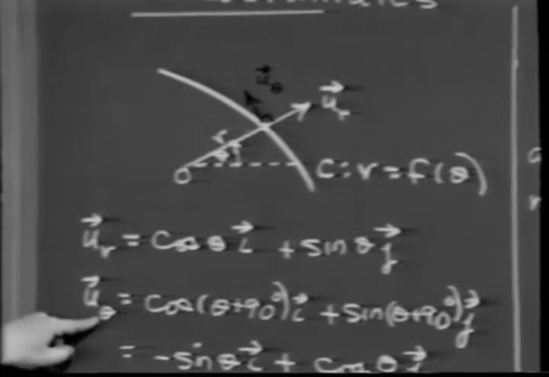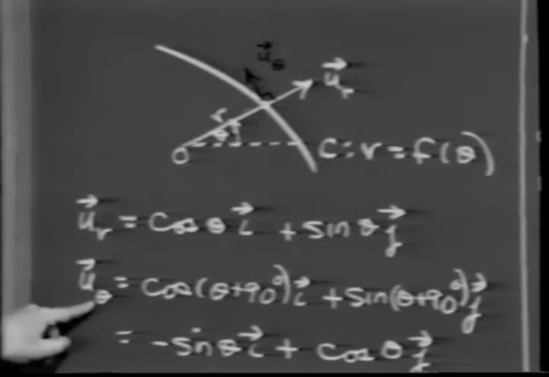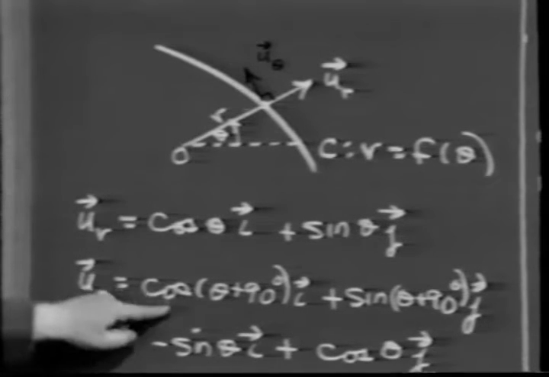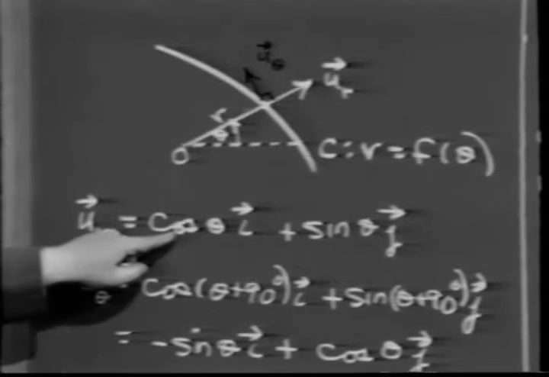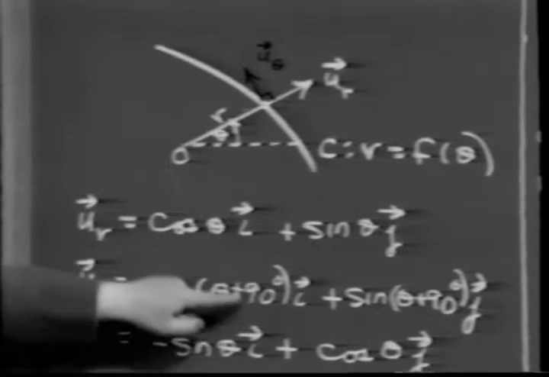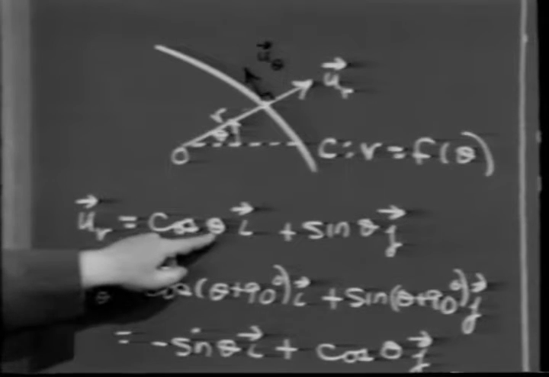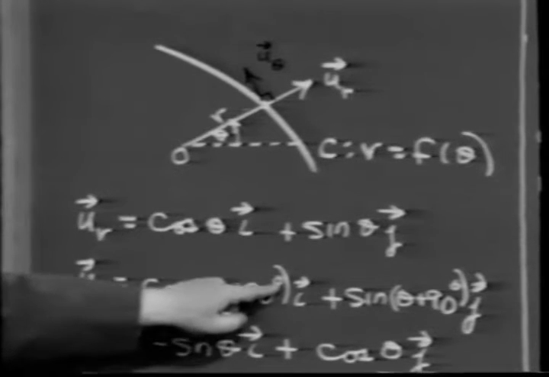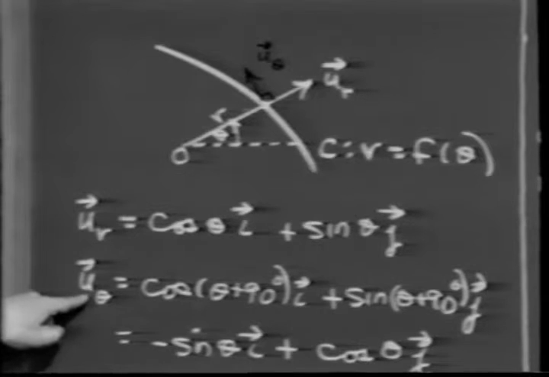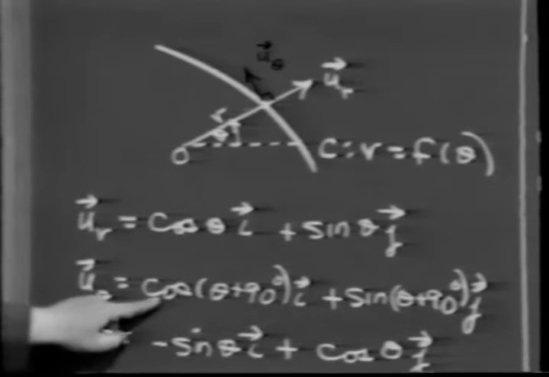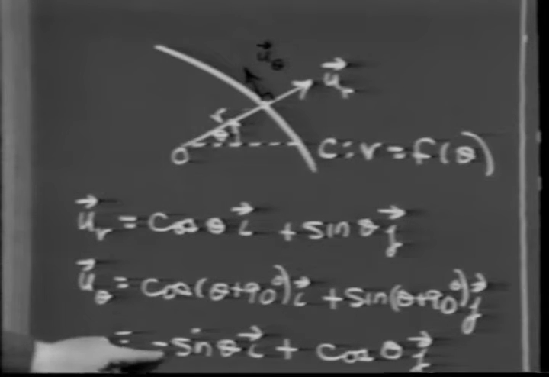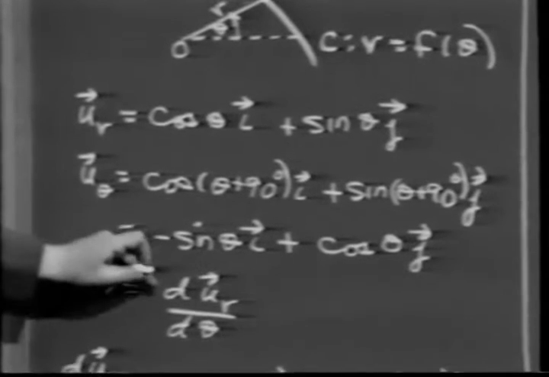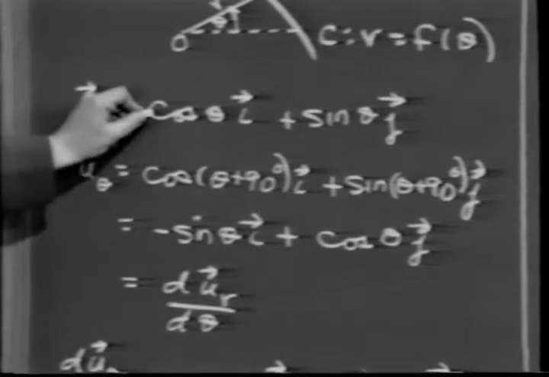For u sub theta, I'm going to do a little twist here that I didn't do in the t and n components, just to show you another approach. Rather than start with derivatives, notice that what we know about u sub theta is that it's obtained from u sub r by a positive 90-degree rotation of theta. So if I replace theta in the expression for u sub r by theta plus 90 degrees, that should give me u sub theta. If I remember my trigonometric identities, that tells me that u sub theta is minus sine theta i plus cosine theta j.